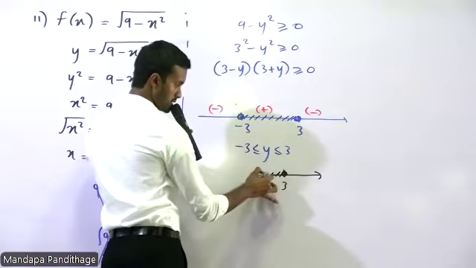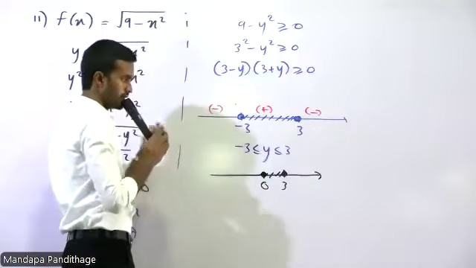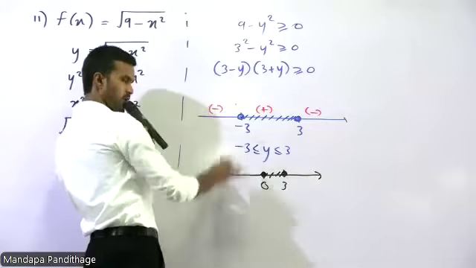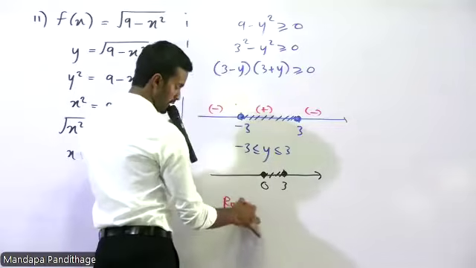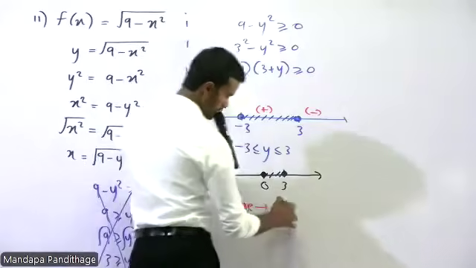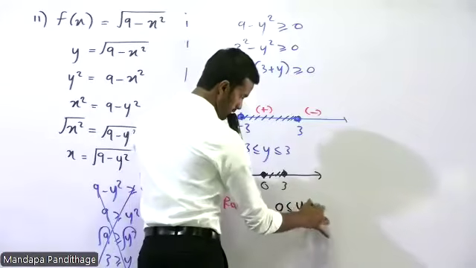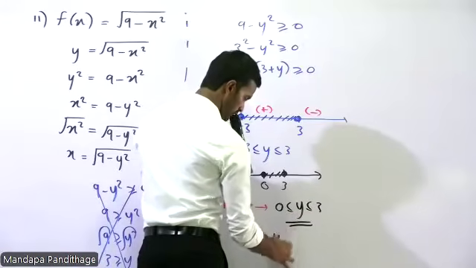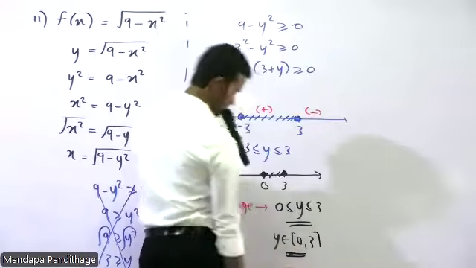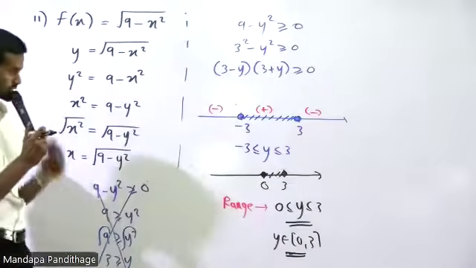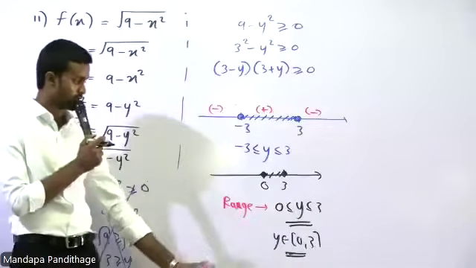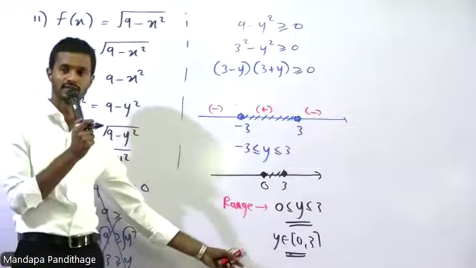So what is your range? Your range should be between 0 and 3. I admit you are getting an intermediate answer of this, that's okay. But always keep in mind, for the range, you have to only take the positive side. So what is my range? y is greater than or equal to 0, but less than or equal to 3. So this is my range. Okay, hands up who have taken this range.